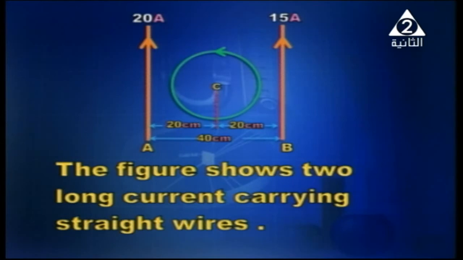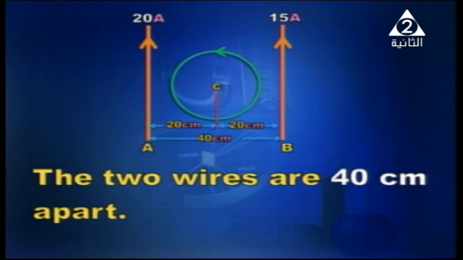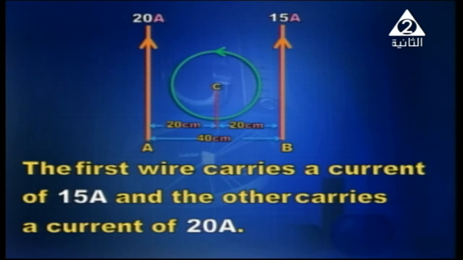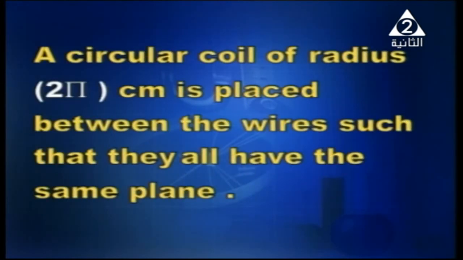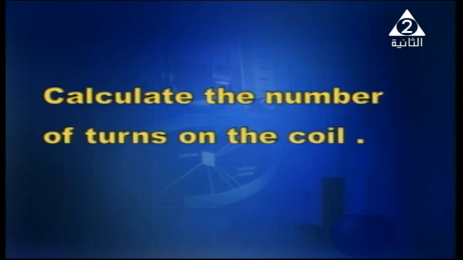The figure shows two long current carrying straight wires. The two wires are 40 centimeters apart. The first wire carries a current of 15 ampere and the other carries a current of 20 ampere. A circular coil of radius 2 pi centimeter is placed between the wires such that they have the same plane. If the current flowing in the circular coil is 0.05 ampere and the magnetic flux density at its center is 0, calculate the number of turns on the coil.